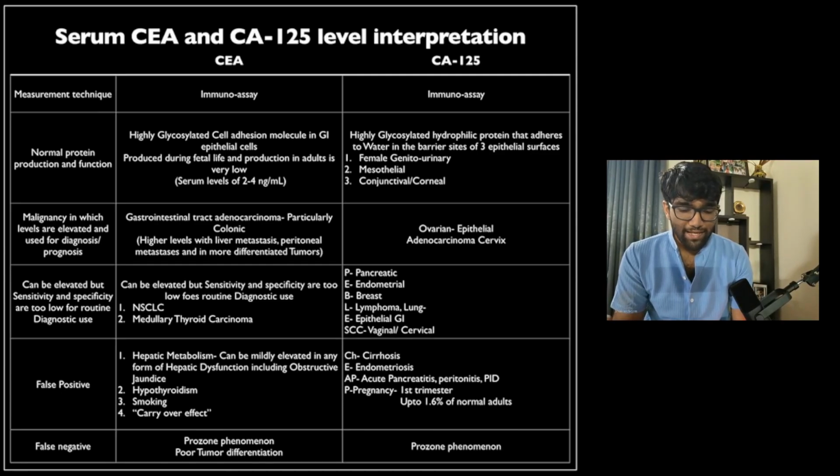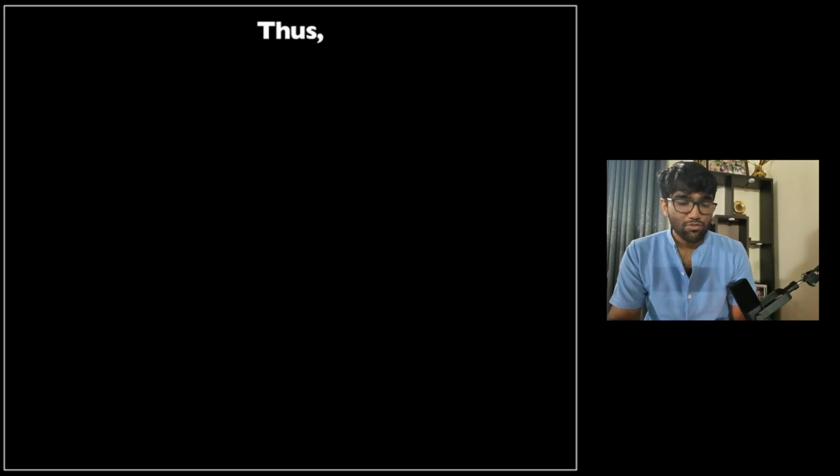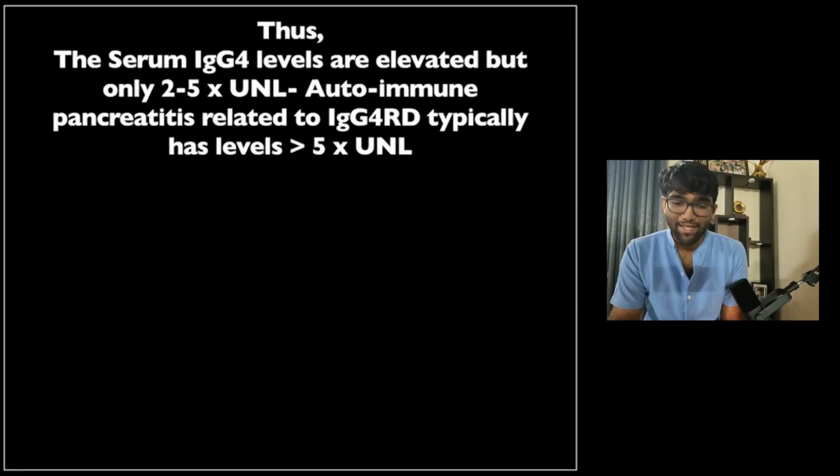Now, false negatives, naturally, both being immunoassays, could be false negative due to prozone. That is because the antibody titers are so high, they are interfering with the test. And in very poorly differentiated GI tumors, they are obviously not able to produce CEA properly. So as a result, there is a false negative. Okay, so thus this leaves us in a very precarious situation.